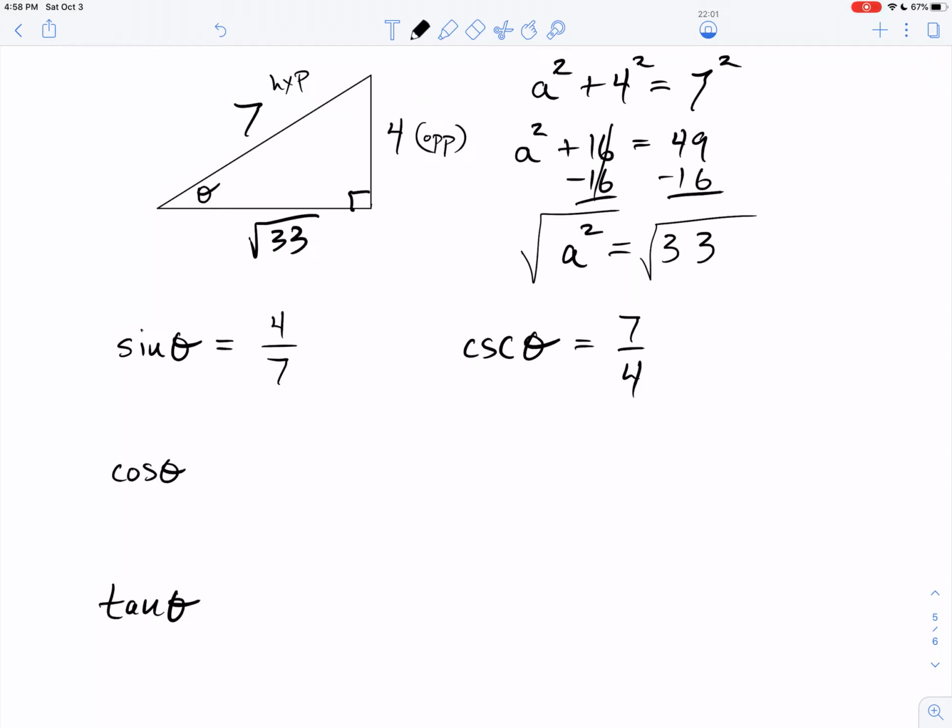Hey, let's do the cosine. If I wanted to do the cosine, well, I'm going to do the adjacent over the hypotenuse. So I go adjacent over the hypotenuse. Totally cool. So let's find the secant. And I say, what's the secant? It's 7 over rad 33.